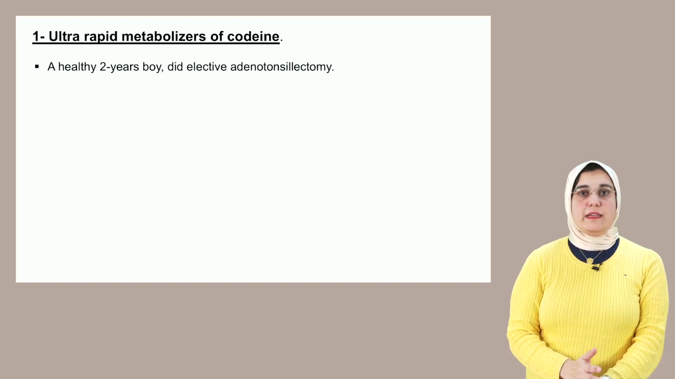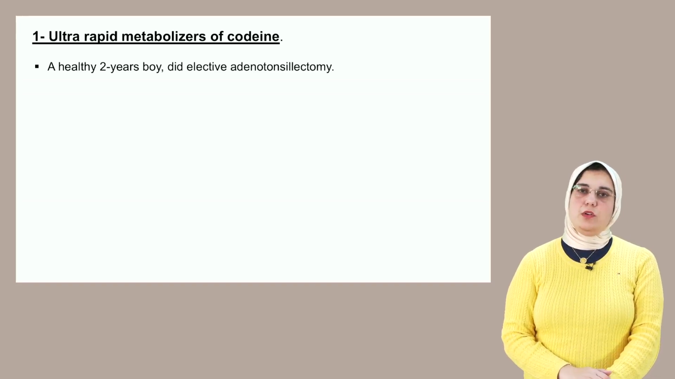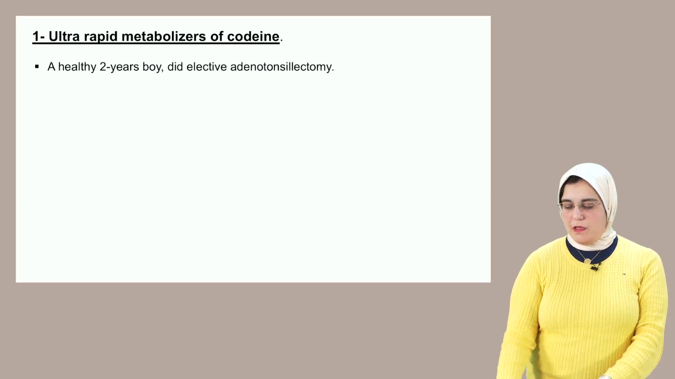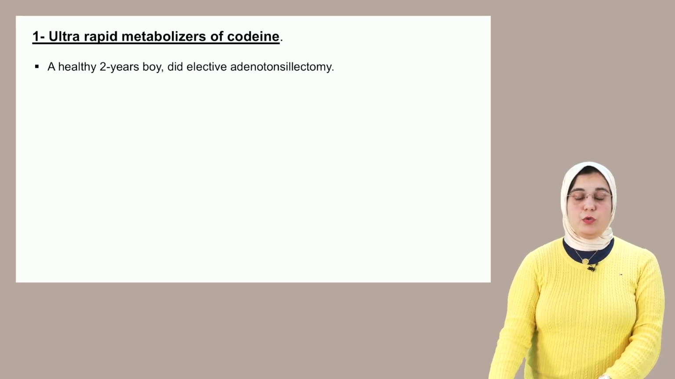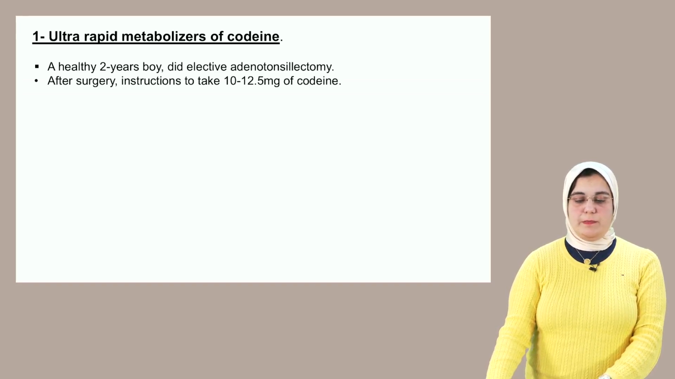What is the meaning of elective? It means it's not an emergency. So the boy went to the doctor and the doctor decided, let's remove the adenoid gland next week. So we chose the time for this operation, so it's called elective. So we have a 2-year-old boy who had an elective adenotonsillectomy. After surgery, the guidelines and indications instructed that the boy take 10 to 12.5 milligrams of codeine.